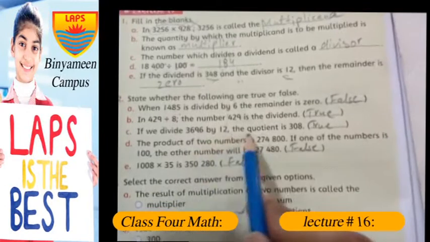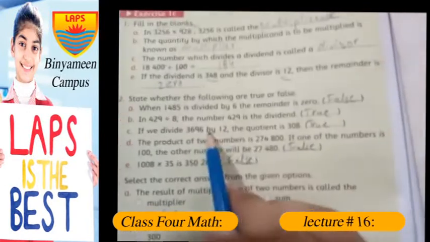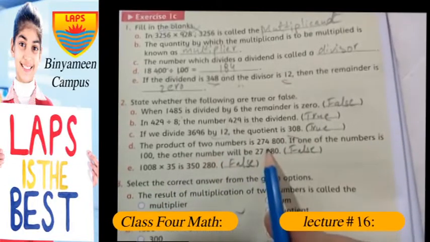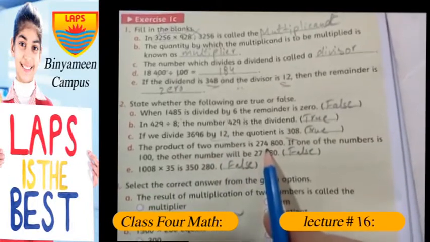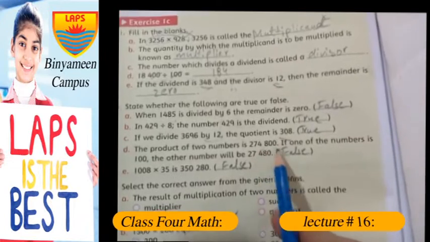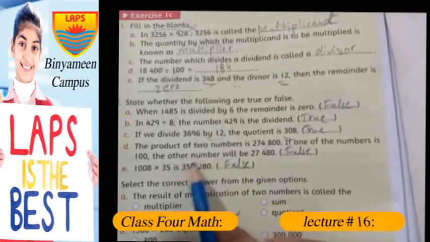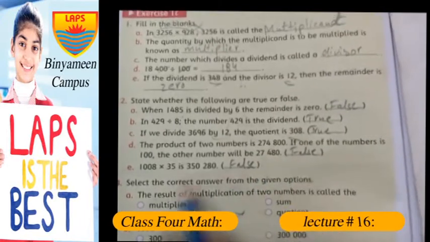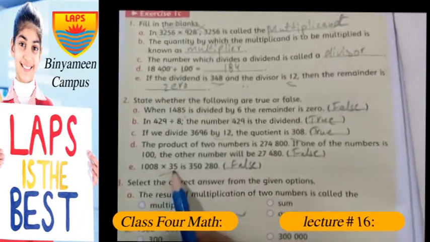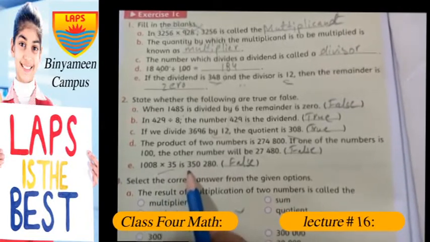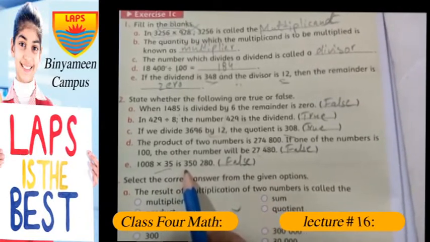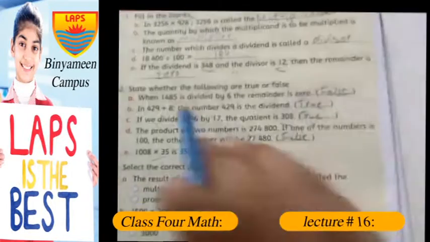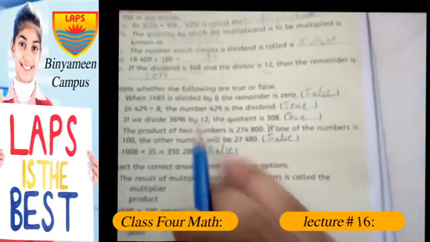That if we divide 3696 by 12, the quotient is 308. That's true. If you divide both these values, you will get the quotient of 308. The product of two numbers is 274,800. If one of the numbers is 100, the other number will be 27,480. That's false too. If we multiply 1008 by 35, the answer will be 350,000, 280. That's false, because the answer we get will be a little different.